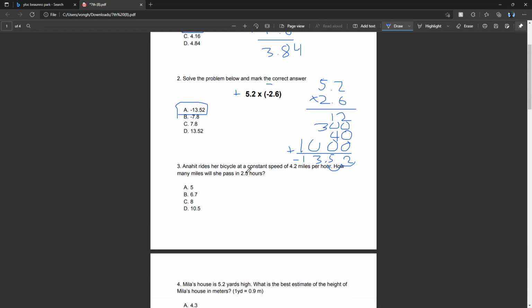Anna rides her bicycle at a constant speed of 4.2 miles per hour. How many miles will she have passed in 2.5 hours? So we know that for every hour she travels this many miles, so you just multiply it by 2.5.